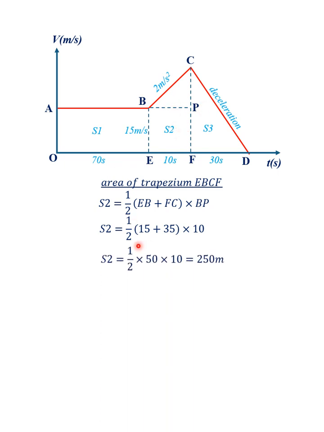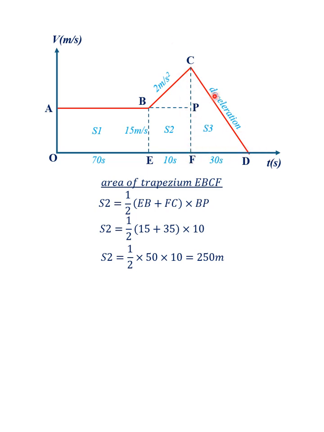So if we put this value into the calculator, we have that half times 15 plus 35 is 50 times 10 will give us 250 meters. That is the distance covered during acceleration, S2. And then deceleration, distance S3. It is a triangle, as you can see here.